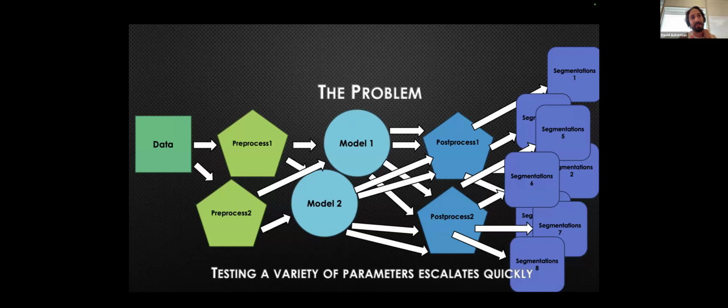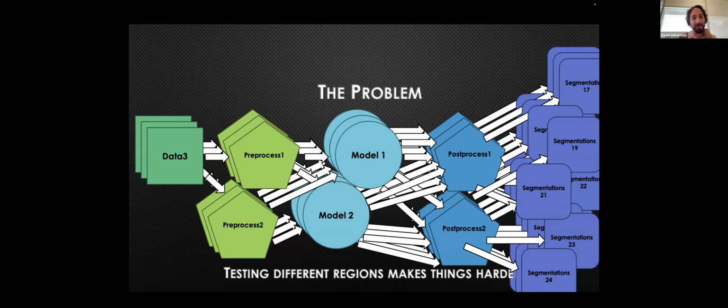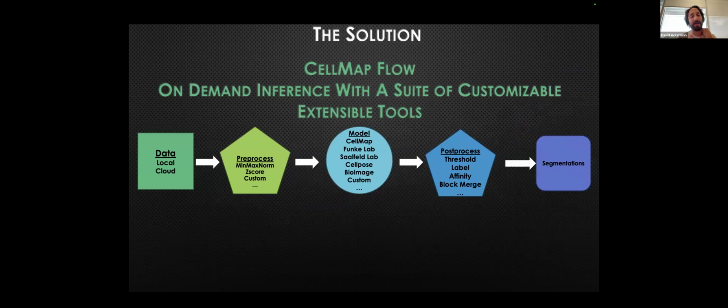And usually, especially if you have data sets like we do that are many teravoxels in size, you probably want to see how it performs in different regions. And so, as you need to test in different regions, the complexity of keeping track of everything just grows exponentially. So the idea behind CellMap Flow is to act as a way to get this on-demand inference with a suite of customizable and extensible tools.